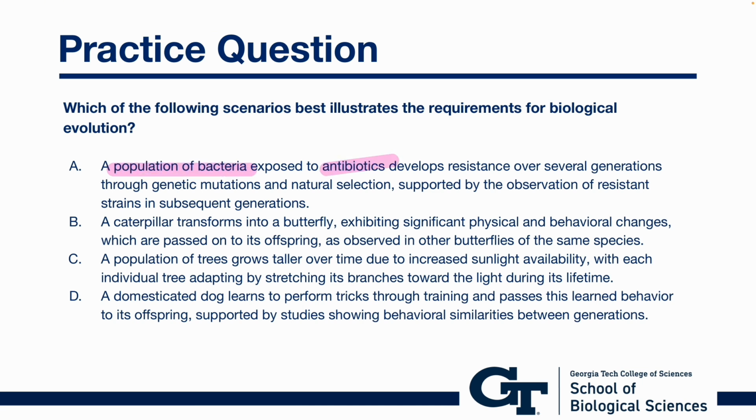They're exposed to antibiotics. So what are those antibiotics? A selective pressure or a selective event. And what happens is that over generations, so not just in their life, through mutations and natural selection, they become resistant. Okay, so right now I'm looking at that. We have a change over time, over multiple generations. We have a change in the actual allele frequencies, so a change in the genes due to a selective pressure. So right now, to me, this looks like the correct answer.